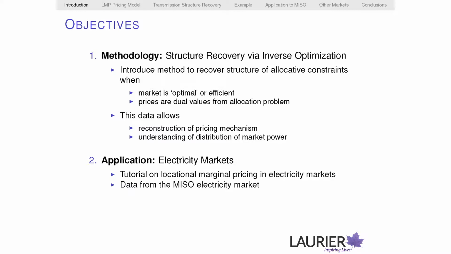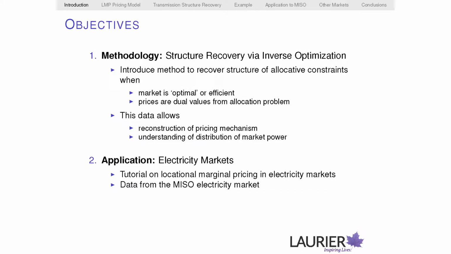Once we have that data, we're able to look at how that pricing mechanism worked in the first place, how the market was designed, and also look at the distribution of market power. We've got these transmission constraints which are interfering with the flow. How does that impact how people in different parts of the grid or of the market footprint are able to operate?